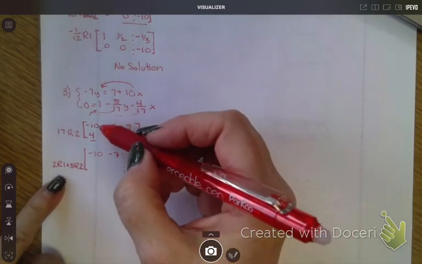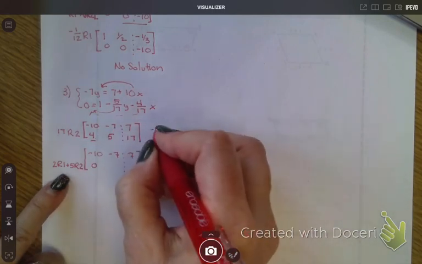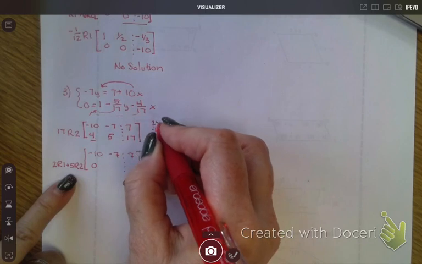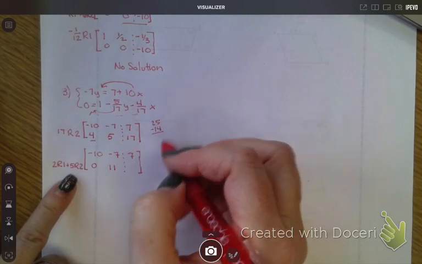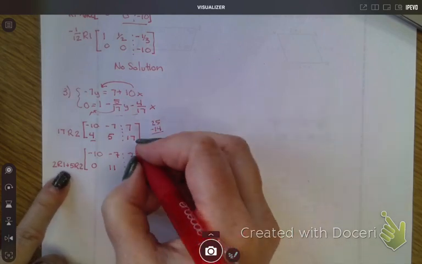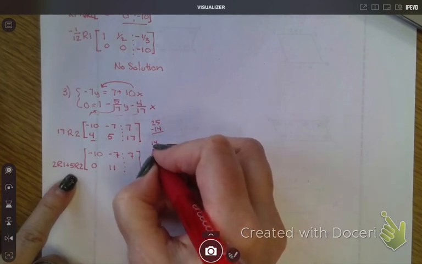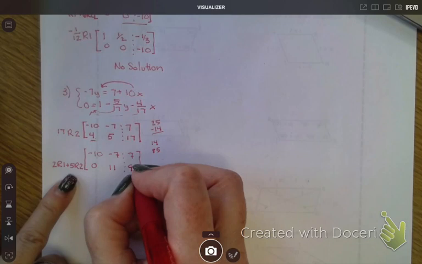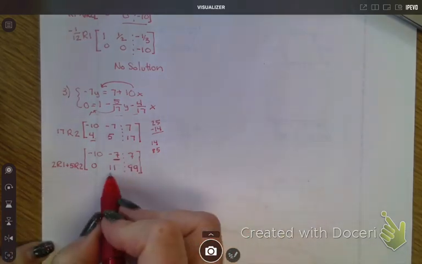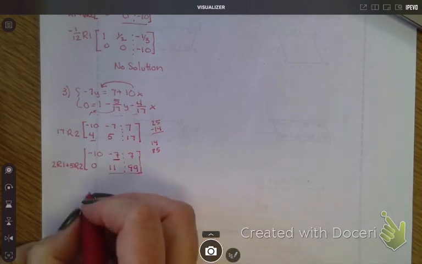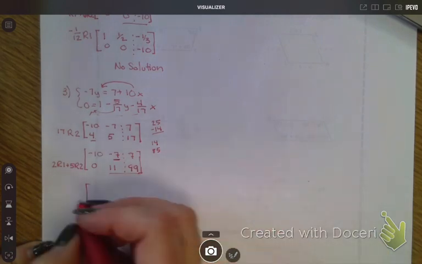So I'm going to have negative 20, positive 20 is 0. And then negative 14 and 25 would be 11. Remember, you can use this area over here to write things down if you need to. And then 14 and 5, 85. So that would be 99. So my next step is to go up and make this -7, 0. But I notice right here that 11 goes into 99. So I'm going to stop with my progression of getting my zeros and do a 1.